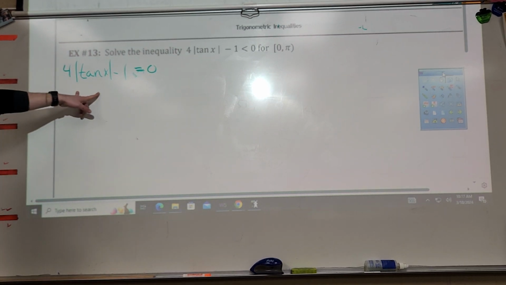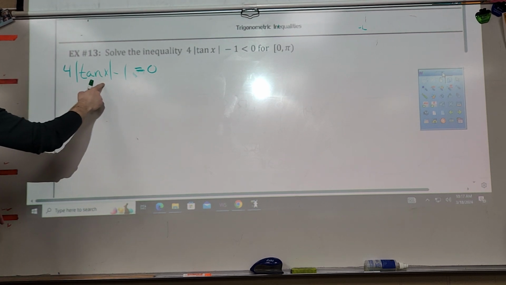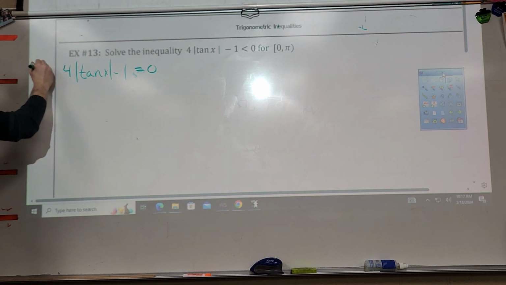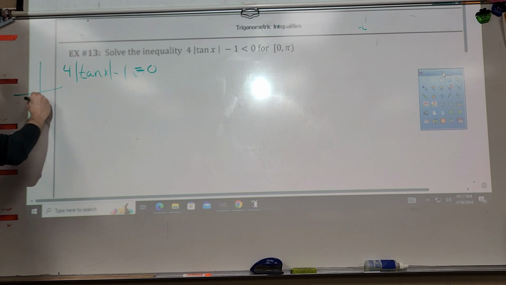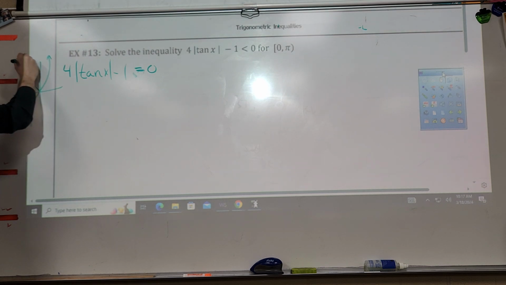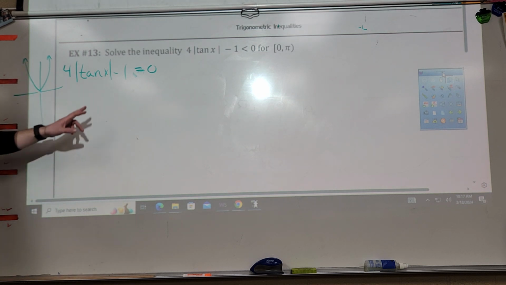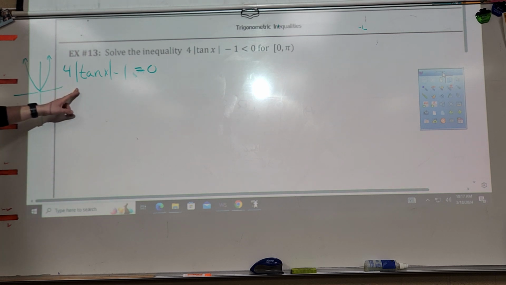What's this graph look like if I didn't have a calculator? What's absolute value do? Makes anything positive, right? So if a normal tan looks like this, what would this side look like? It would go like that, right? Does that make sense? Because it's absolute value. What's that negative 1 going to do? Down 1.